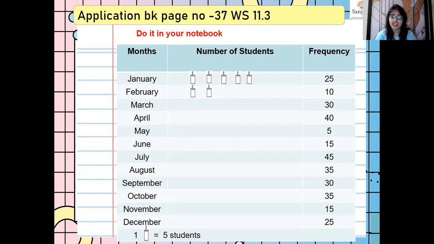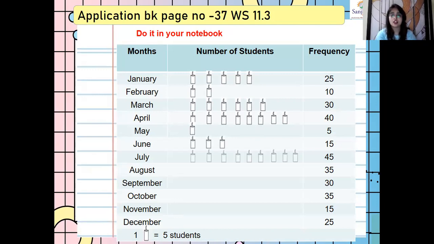Then February, it is 10. So you will draw 2 candles. March, it is 30. So you will draw 30 divided by 5 is 6 candles. April, it is 40. So 40 divided by 5, you will draw 8 candles. May, it is 5. So only 1 candle. June 15. So 3 candles. July 45. So you will draw 9 candles. August is 35, so draw 7 candles. September 30, draw 6 candles.